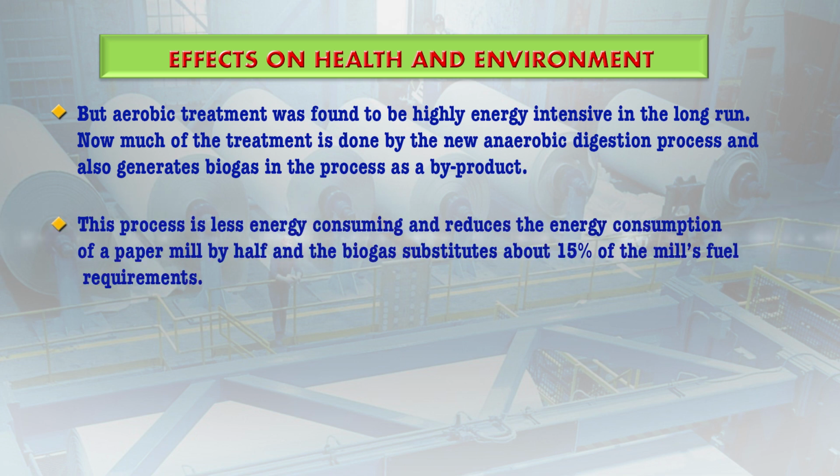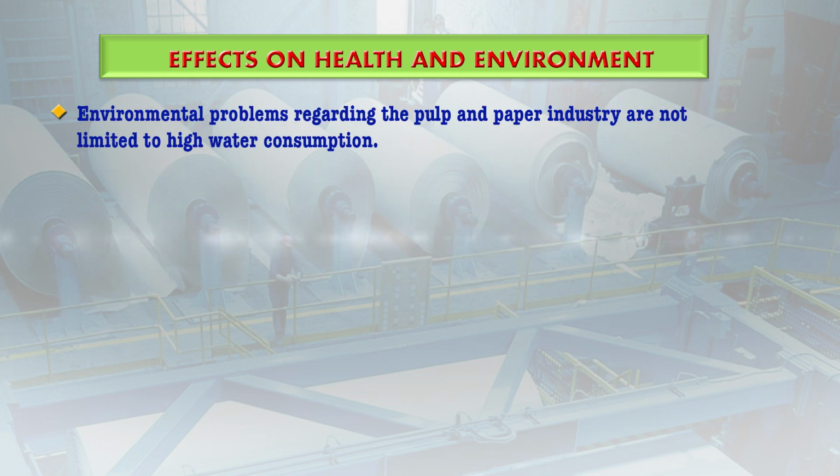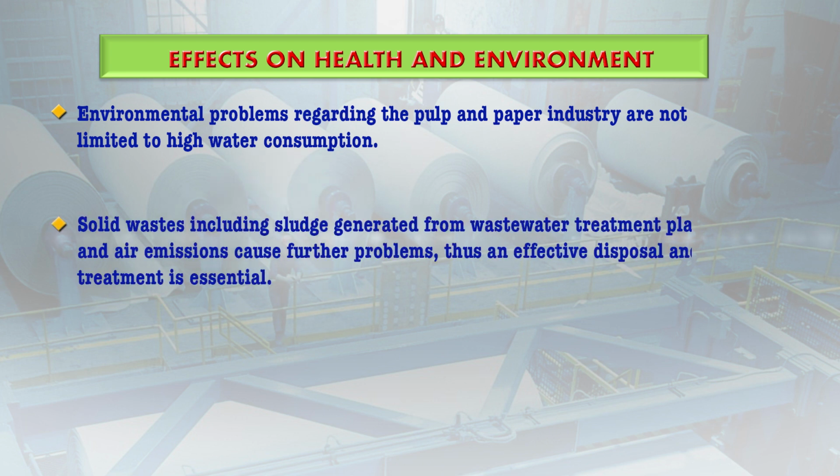This process is less energy consuming and it will reduce the energy consumption of the paper mill by even half, by 50%. And the biogas which is given out is also substituting 15% of the mill's fuel requirements. So that is an eco-friendly alternative. Some of the environmental problems regarding the paper and pulp industries are not limited to only the high water consumption. For example, we have the solid waste. They include the sludge that is generated from the wastewater treatment plants, and the air emissions can also cause further problems. So therefore, effective disposal and treatment is utmost essential in this industry.